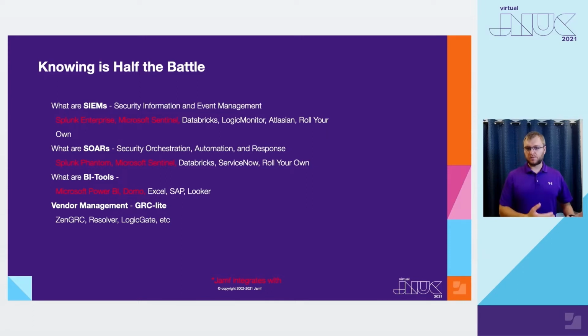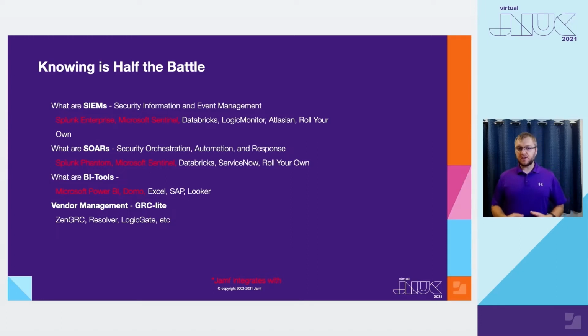And that's with SOAR platforms, which is Security Orchestration, Automation, and Response. And again, you have Splunk Phantom, which is a pretty common one, very expensive though. You also have Microsoft Sentinel, which is kind of a newer one. Most SIEM platforms also tend to provide a SOAR solution as well. So there you get your Databricks, your ServiceNow. And what's very common with cloud operations teams is they tend to roll their own. They develop their own script runners or Lambdas or something that they might have natively in GCP that allows them to create automated reactions in their environments.